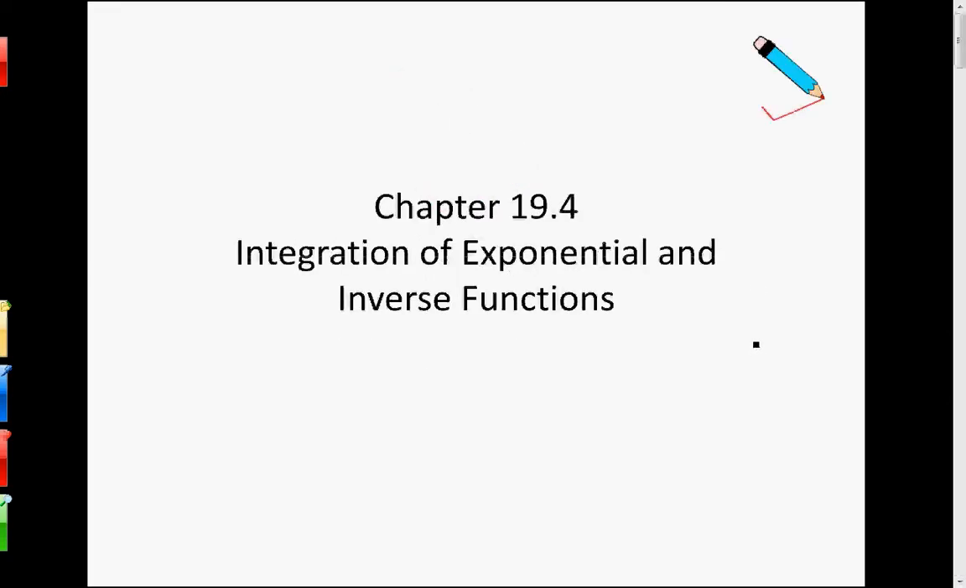Now in this video, we will learn about chapter 19.4 of the textbook, which is the integration of exponential and inverse functions. We have learned how to differentiate exponential and logarithmic functions. Now we will learn how to integrate them, because differentiation of exponential functions is still exponential, and differentiation of logarithmic functions gives just inverse functions. So now we learn how to integrate them. We would expect to get back those two exponential and logarithmic functions.